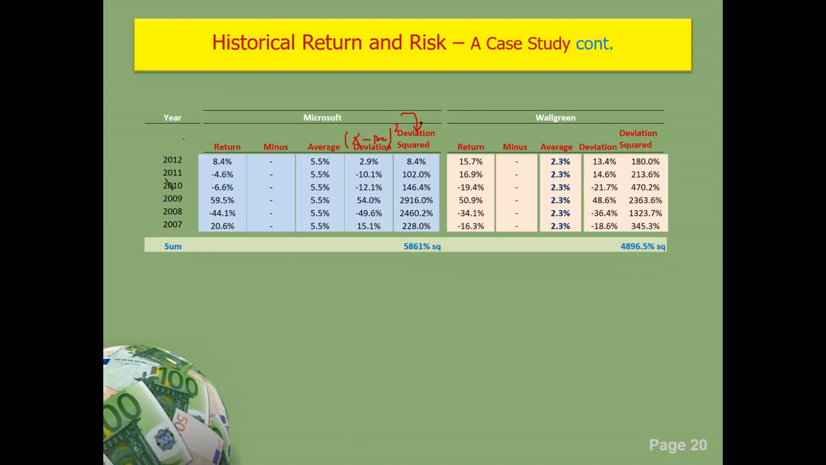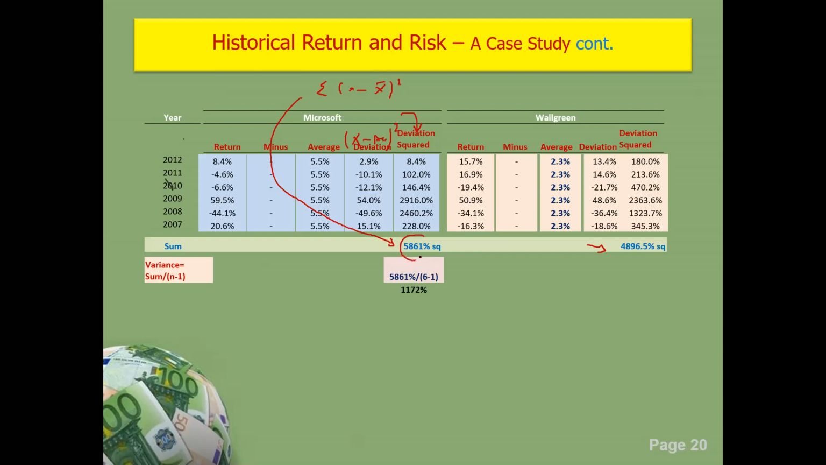Next step, we take the sum of all the deviations. The formula is the sum of all the deviations, X minus X bar square. This is what we are doing, taking the sum of all the deviations over here for Walgreens, over here for Microsoft. Then we need to calculate variance. Variance is the sum of all the deviations divided by n minus 1. You know it.